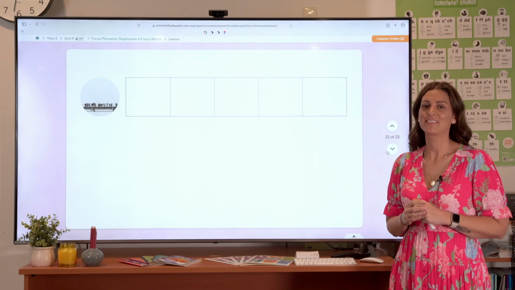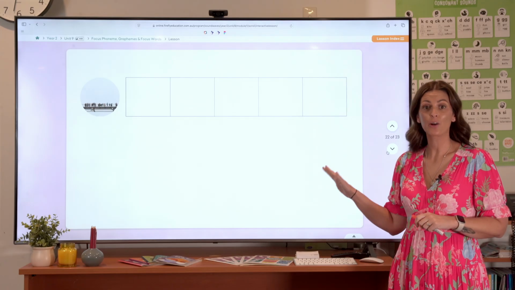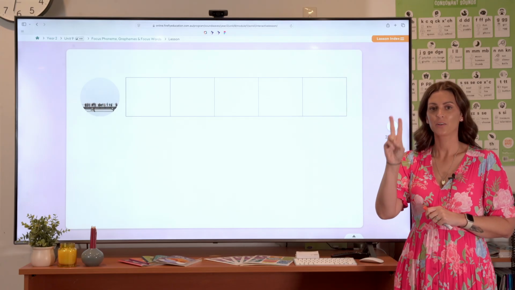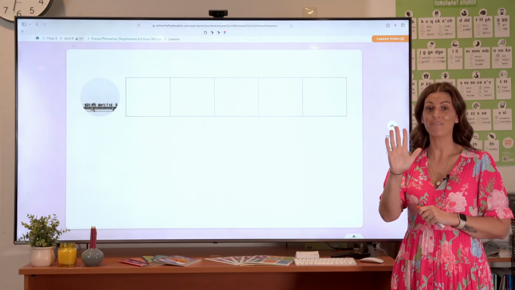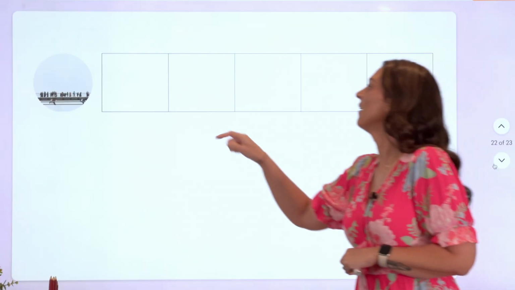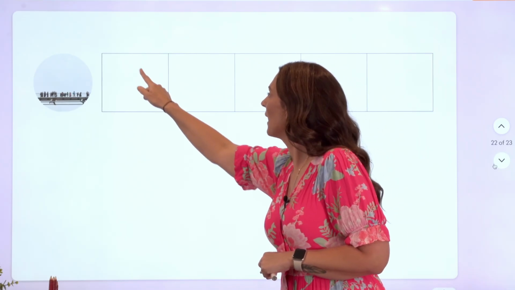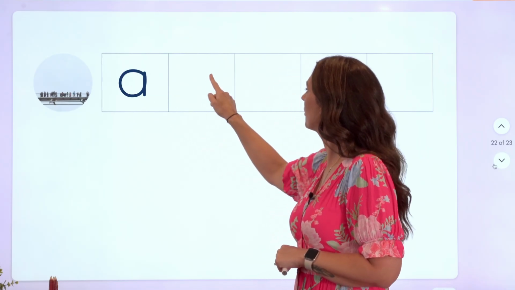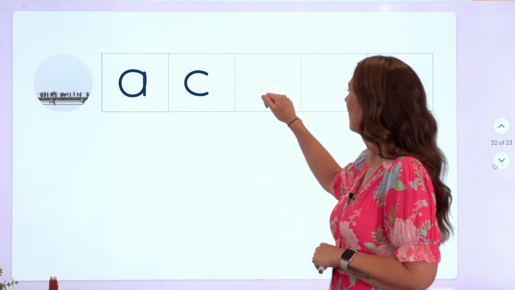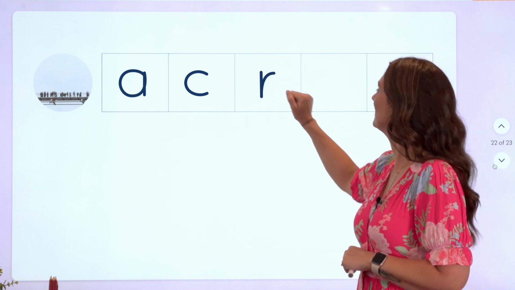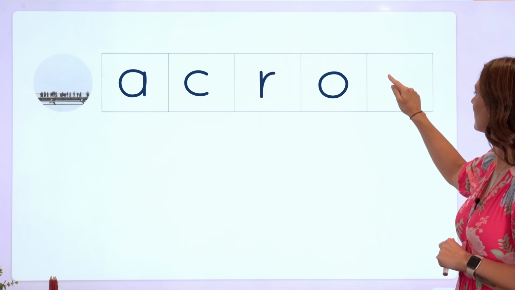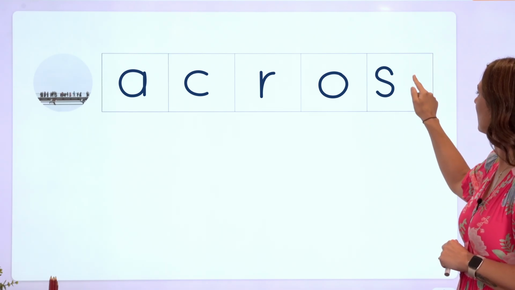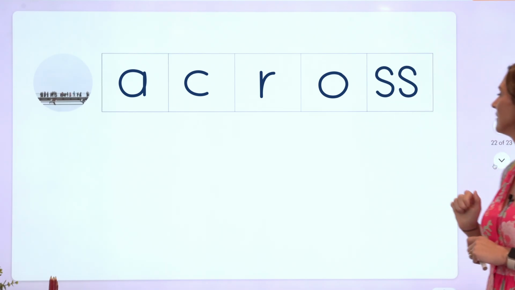Our last word we're going to segment today is the word across. A, K, O, S. There's 5 phonemes in that word. We're going to use grapheme A for A, K, grapheme C, A, grapheme O, and S is going to be double S.